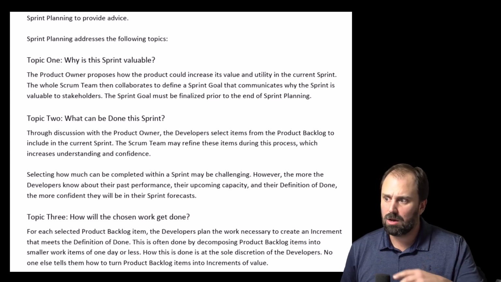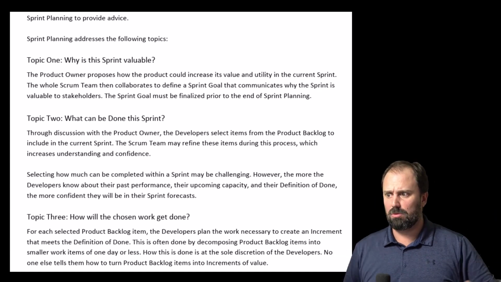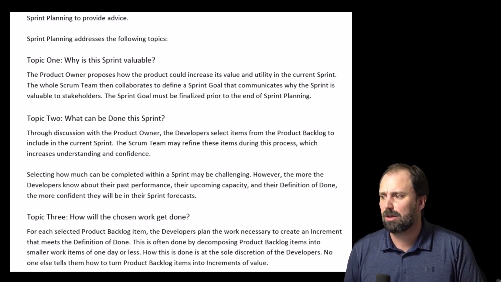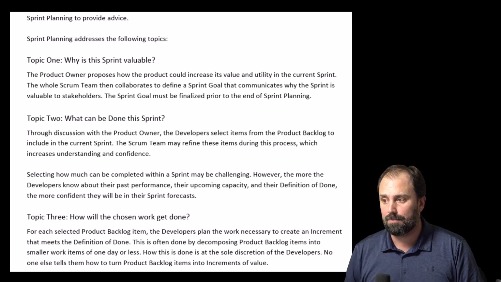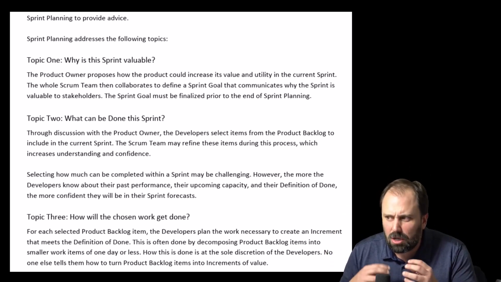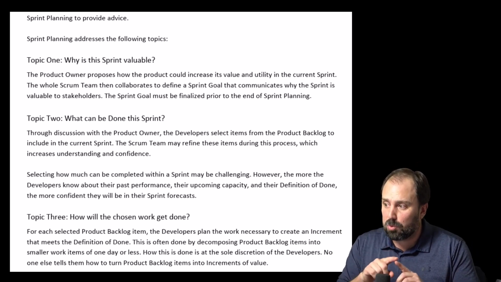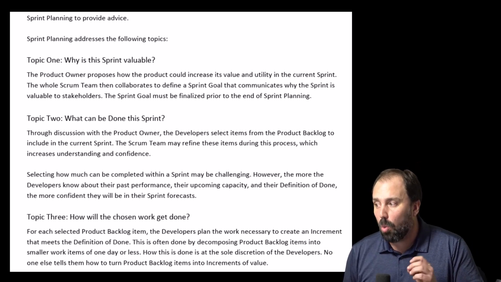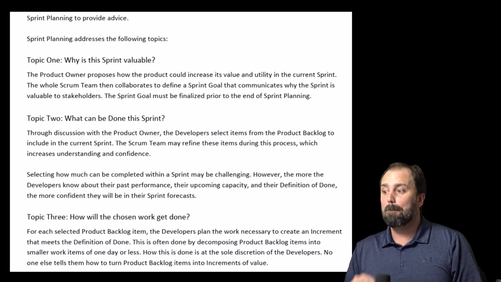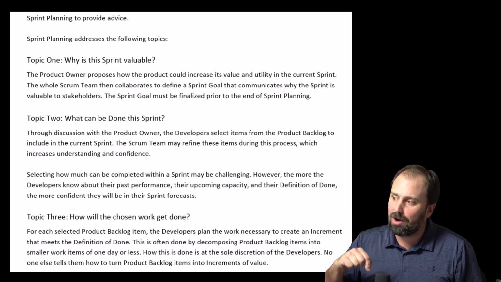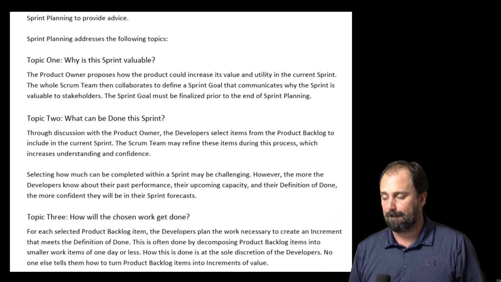Topic number 1, why is the sprint valuable? The product owner proposes how the product could increase its value and utility in the current sprint. The whole Scrum team then collaborates to define a sprint goal that communicates why the sprint is valuable to the stakeholders. The sprint goal must be finalized prior to the end of sprint planning.